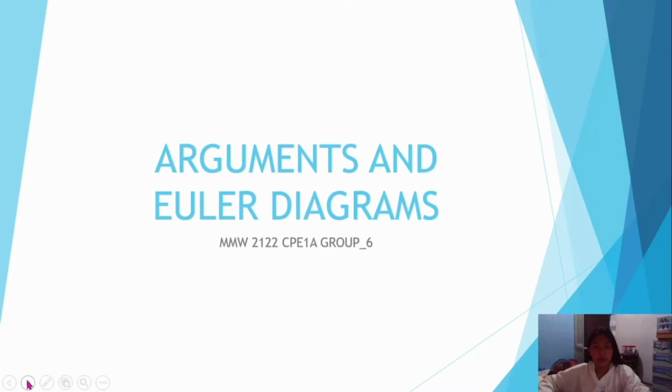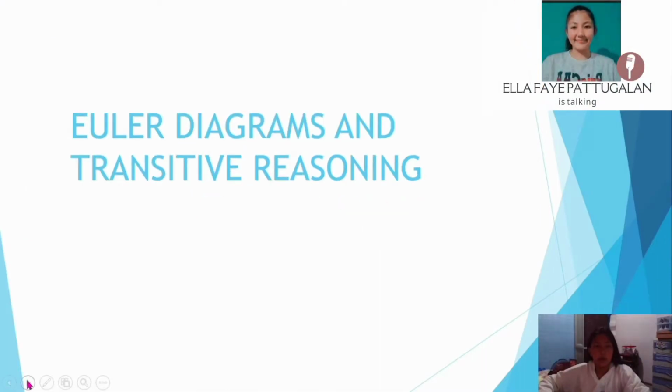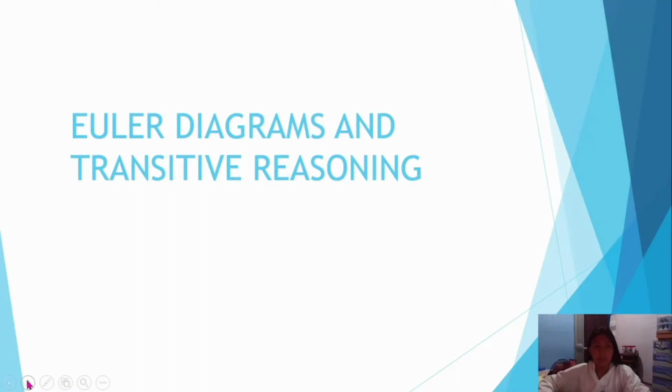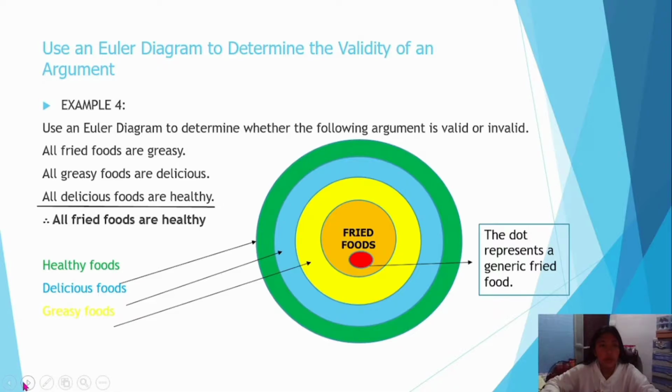And Euler diagrams and transitive reasoning. In this part, we will be using Euler diagrams to visually illustrate transitive reasoning. Use an Euler diagram to determine the validity of an argument. Example 4. Use an Euler diagram to determine whether the following argument is valid or invalid.